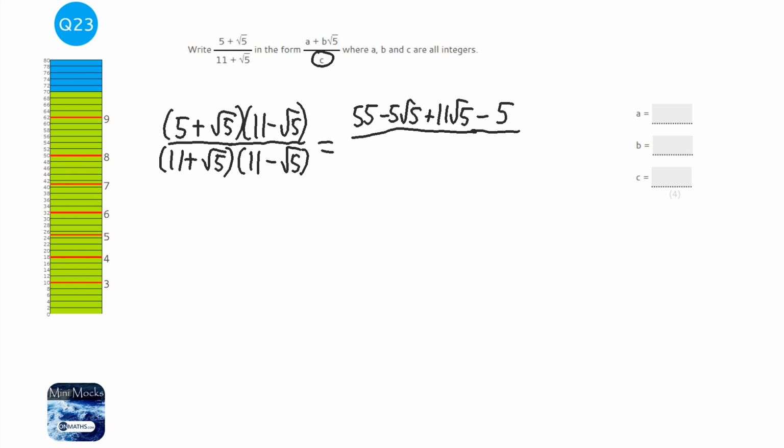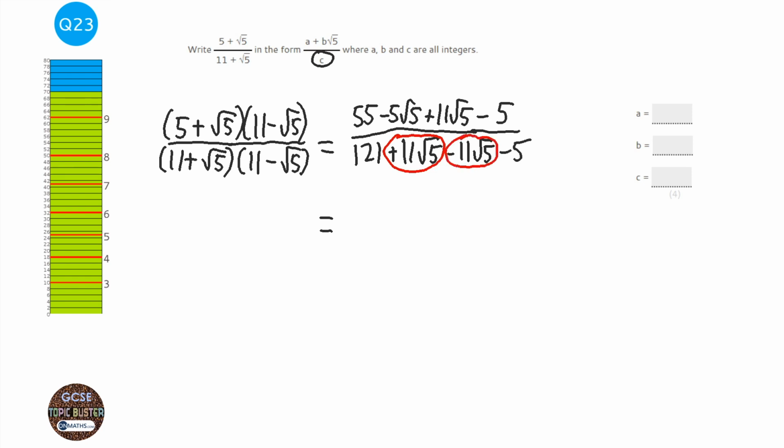Okay, let's do the same with the bottom. So 11 times 11 is 121. We've got root 5 times 11, which is plus 11 root 5. Then we've got minus root 5 times 11, which is minus 11 root 5. And then we've got positive root 5 times negative root 5, which is minus 5. Okay, now you might see what happens at the bottom. The whole purpose for doing this is you end up with the surds cancelling each other out.